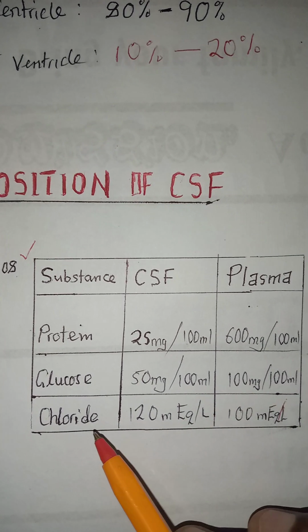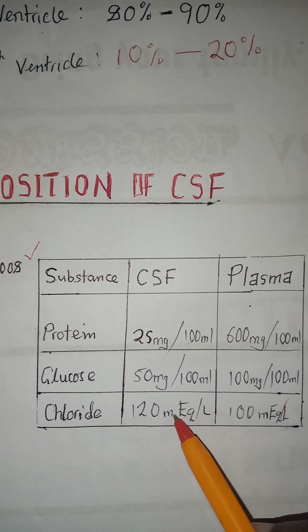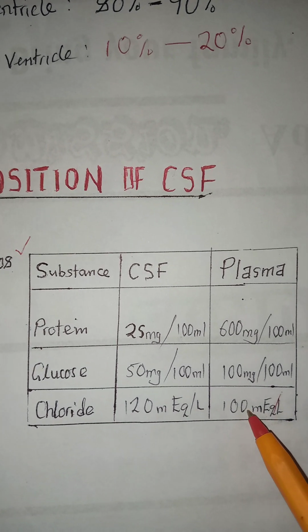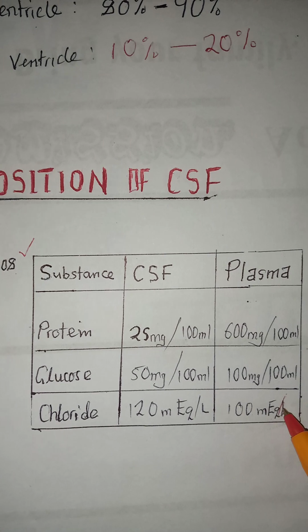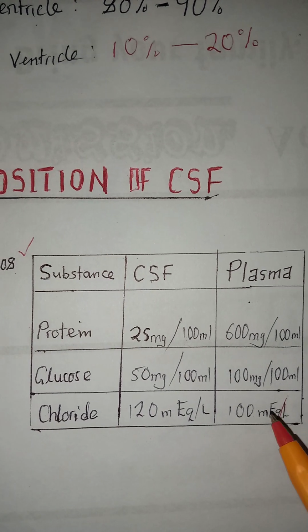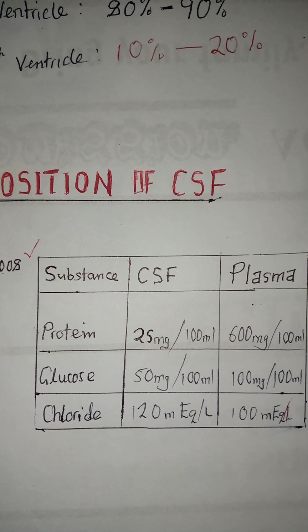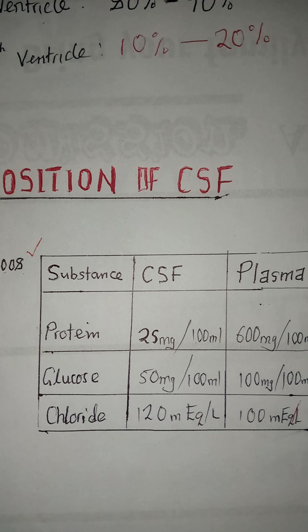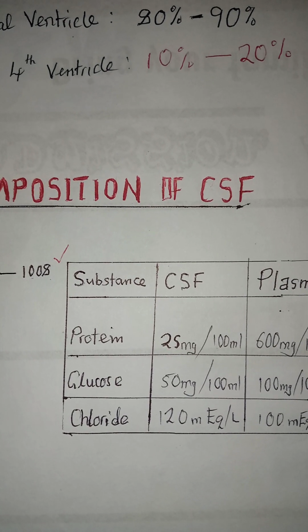Now let's talk about the chloride. We have about 120 milliequivalents per liter in cerebrospinal fluid, and in blood plasma we have 100 milliequivalents per liter, which is slightly lower than that found in cerebrospinal fluid. Alright guys, this is all we need to take note of when talking about the composition of cerebrospinal fluid. I hope it really made sense.